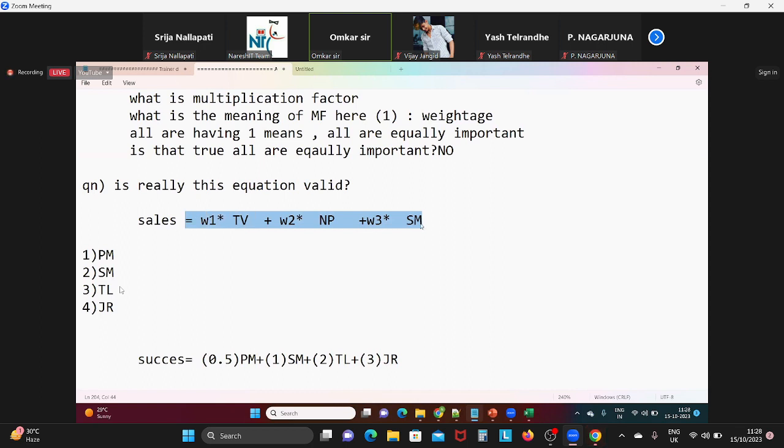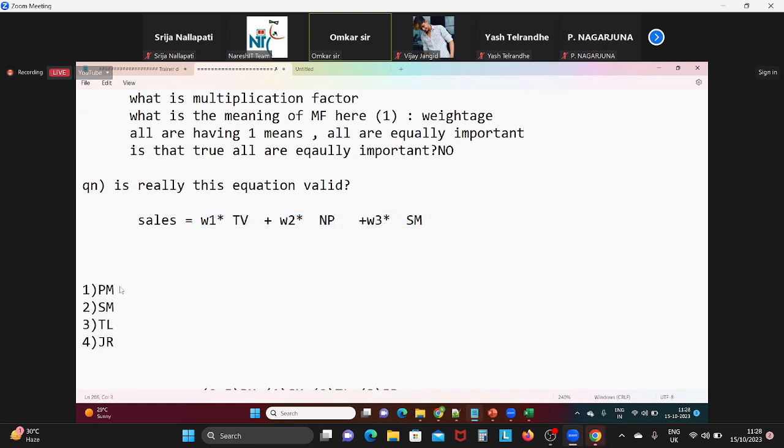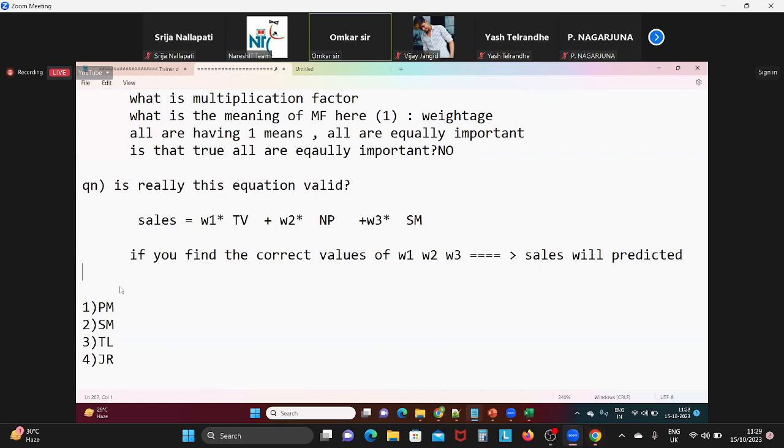If you find the correct values of W1, W2, W3, then your sales will be predicted correctly. Agree with me or not? Tell me. Sales will be predicted correctly. Agree with me or not?